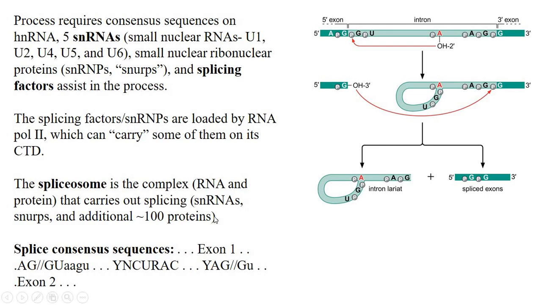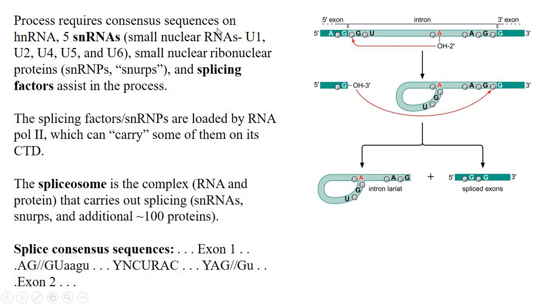This process of splicing, splicing this intron from here to here, requires consensus sequences on this heterogeneous RNA. This is the consensus sequence here. So AG-GU: AG is part of the 3' of the exon, and GU is part of the 5' of the intron, of the first exon intron. And then again, this is the same sequence here at the boundaries. This is AG, and this will be GG.